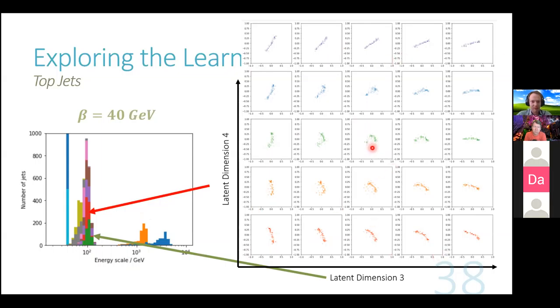And we see that in this two-dimensional plane, going out along some radial line corresponds to some stretching of the jet. And the angle of that stretching is determined by the angle in this plane. So these two directions are describing some kind of stretchy moment of the jet.